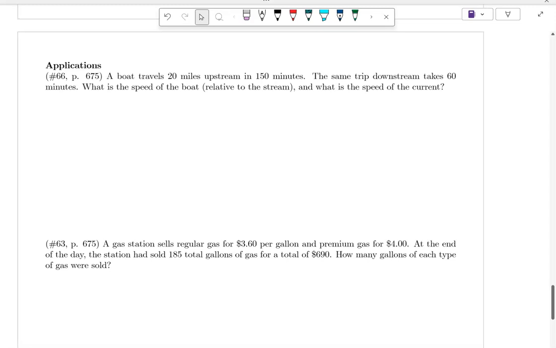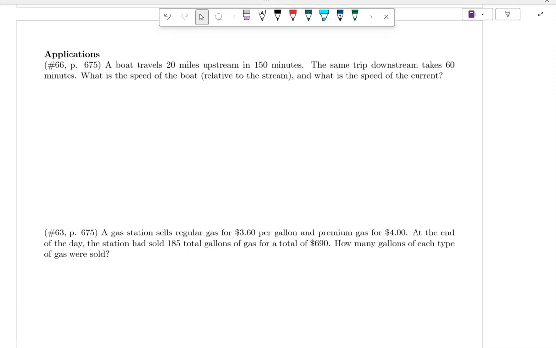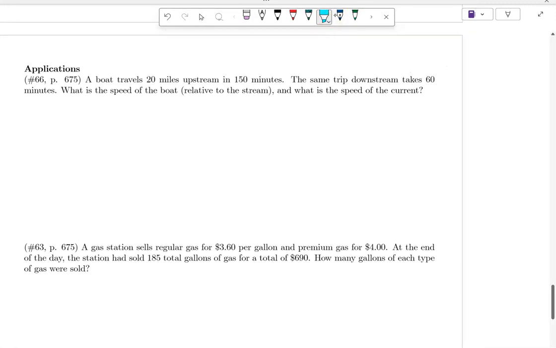All right, first application problem, we have a boat travels 20 miles upstream in 150 minutes. The same trip downstream takes 60 minutes. What is the speed of the boat relative to the stream, and what is the speed of the current? So here we have to make our own equation. So I suggest starting by looking at what you're looking for. So we're looking for here the speed of the boat and the speed of the current.